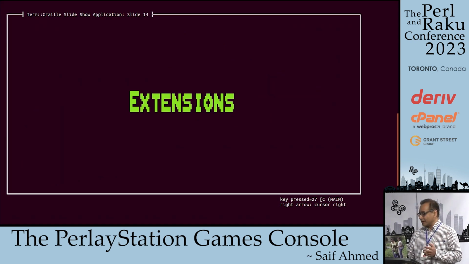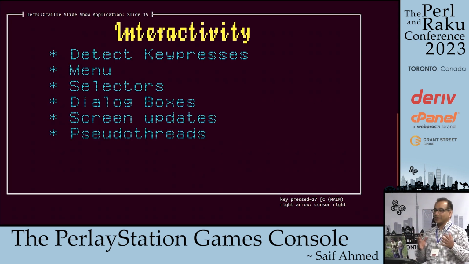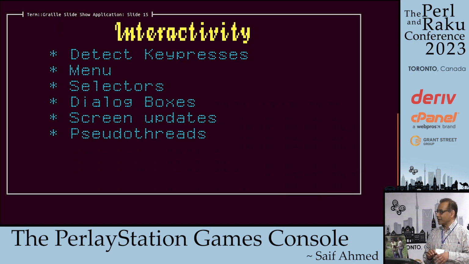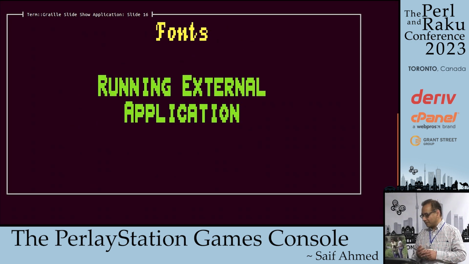One of the things you might need is extensions to the graphical toolkit, and one of them might be interactivity. For my purposes, I'm not able to analyze mouse captured data, but I can detect key presses from term read key, and I can have menus. These menus are not using cursors or anything else. It's all a separate module for term Graille, and I can adjust and interact with my application through modules like menus, dialog boxes, and screen updates from my projects.